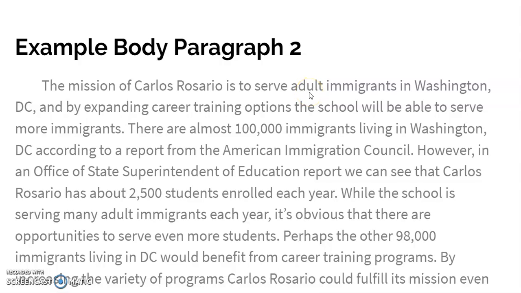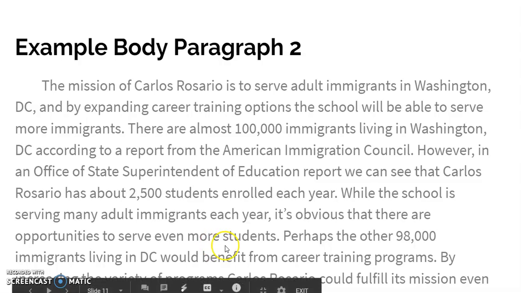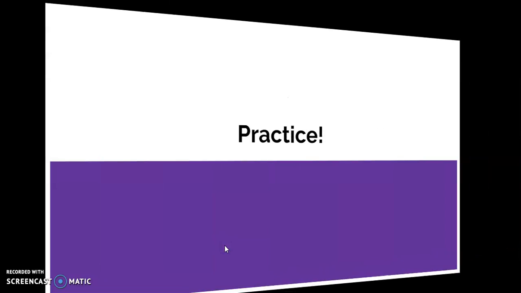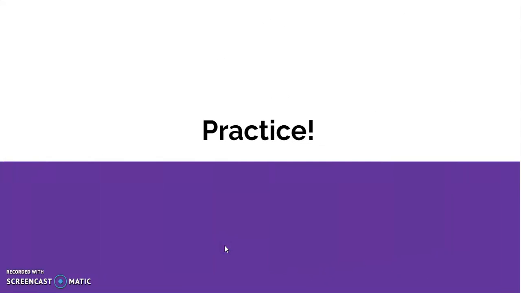So we now have 2 body paragraphs. They might not be perfect. My next step would be to share them with a classmate or a teacher to get feedback and ideas for how to make them even better. But they are a good first draft with all of the parts: topic sentence, evidence, and warrant. So now it's time for you to practice. You can go to the next step in your Schoology lesson.